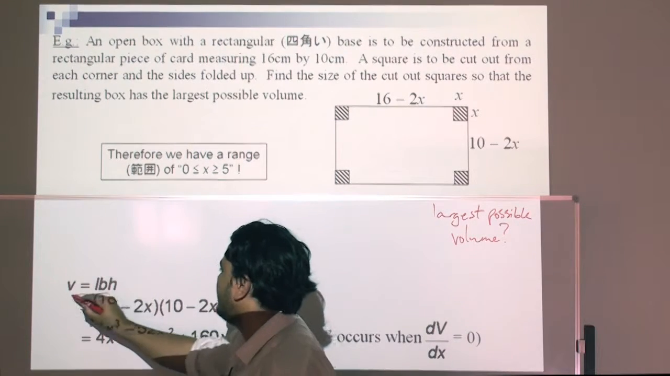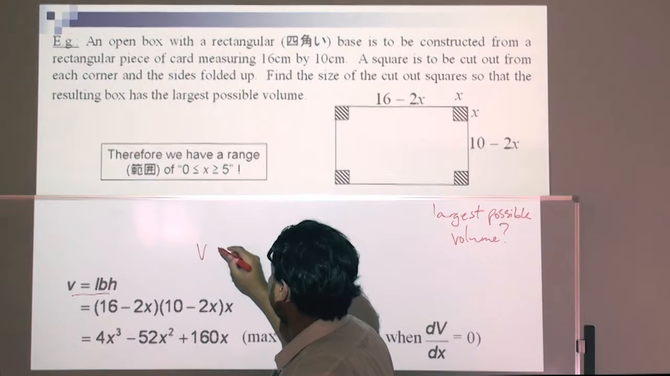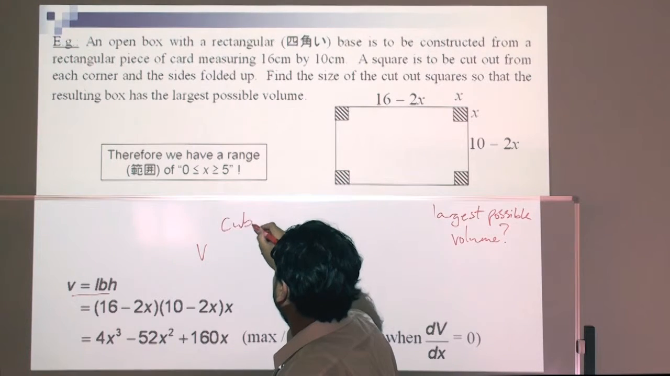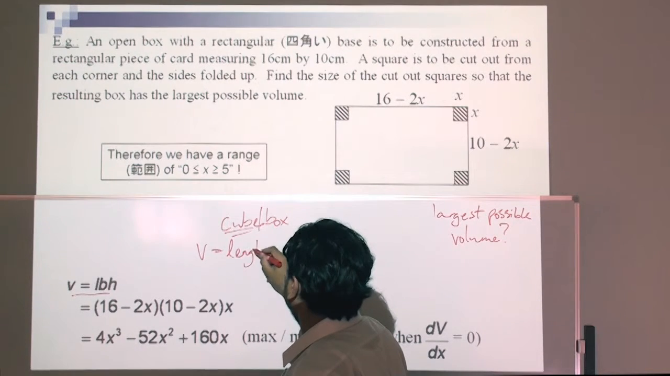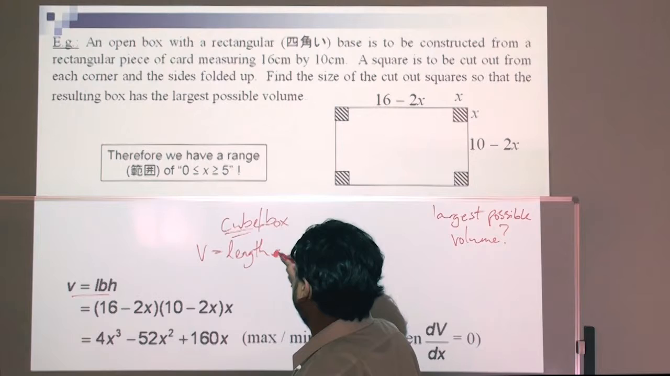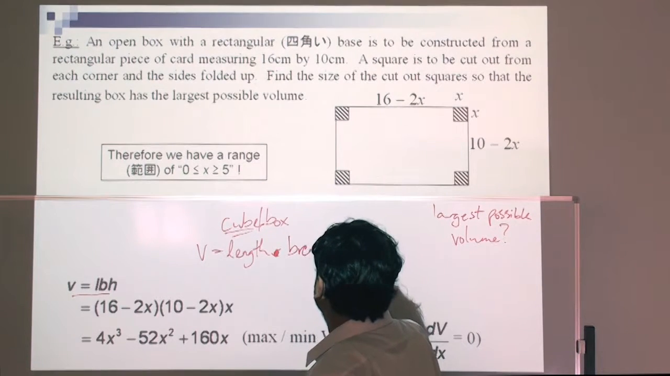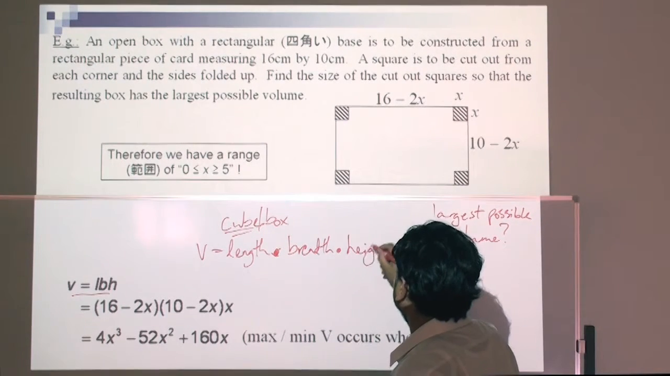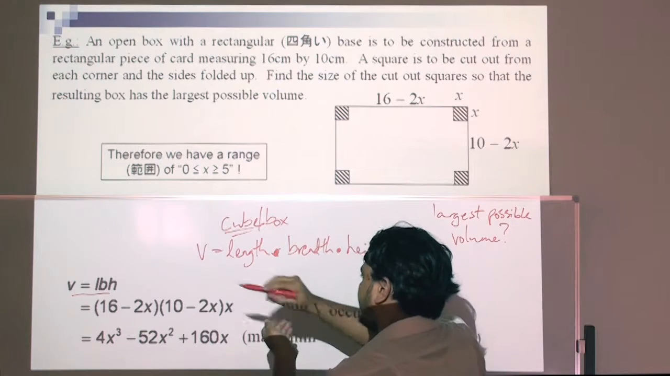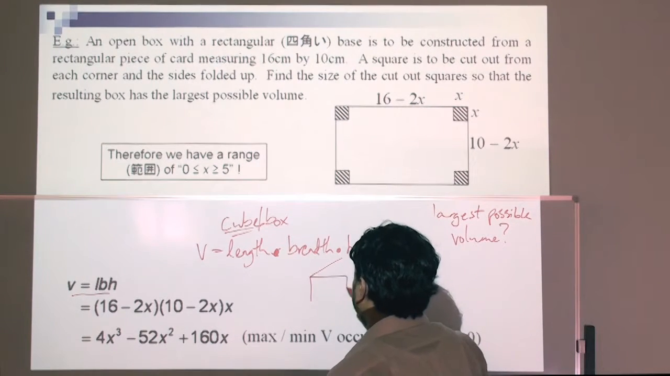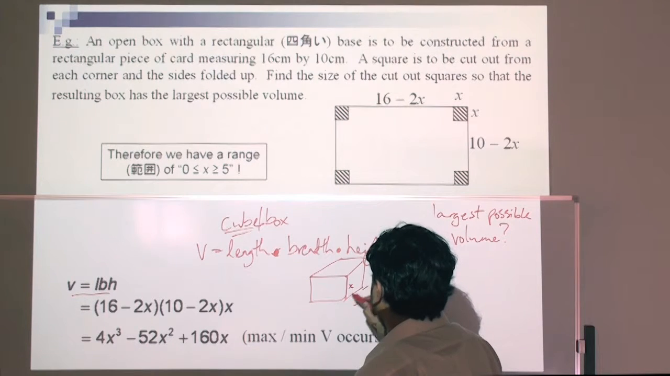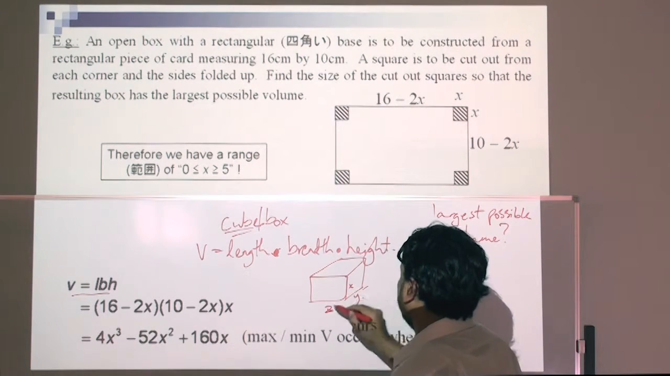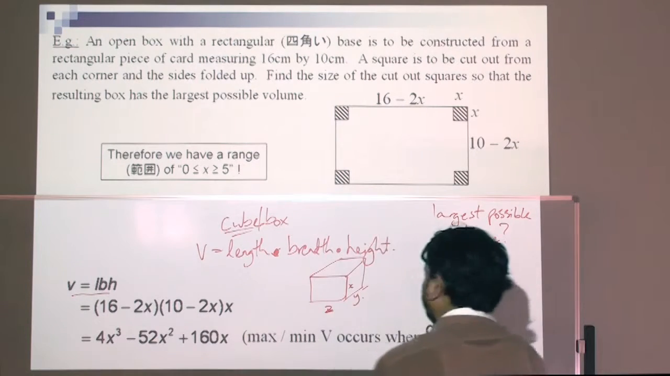So, first thing we do, what is the volume? What's the formula for the volume? LBH, which is to find the volume of a box. The volume is the length multiplied by the breadth multiplied by the height. So going this way, multiplied by that, and that, say that's z. Three variables, LBH.